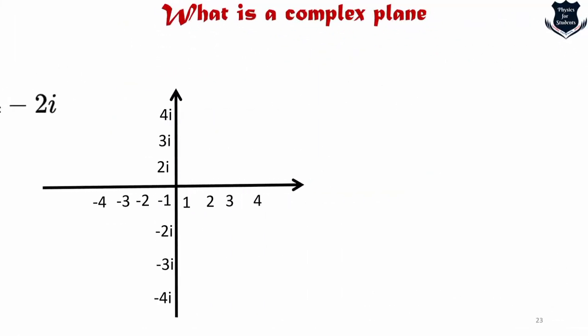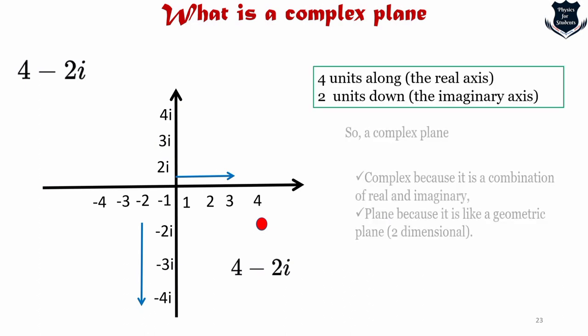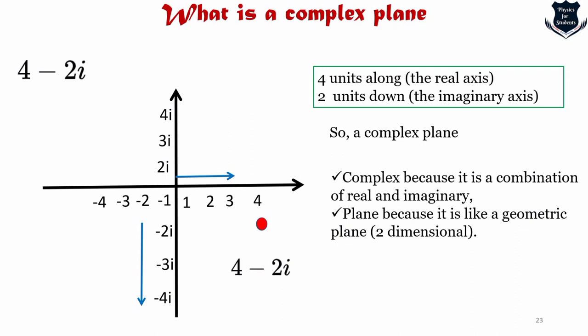So here again, if you say something like 4 minus 2i, then we have to go 4 steps towards the right, because that is the real number, and in the negative direction 2 steps, minus 2i, and we get the point like this. 4 units along the real axis, 2 units down. So we can say that a complex plane is complex because it's a combination of real and imaginary. Why is it a plane? Because obviously it's a geometric representation through Cartesian coordinates.